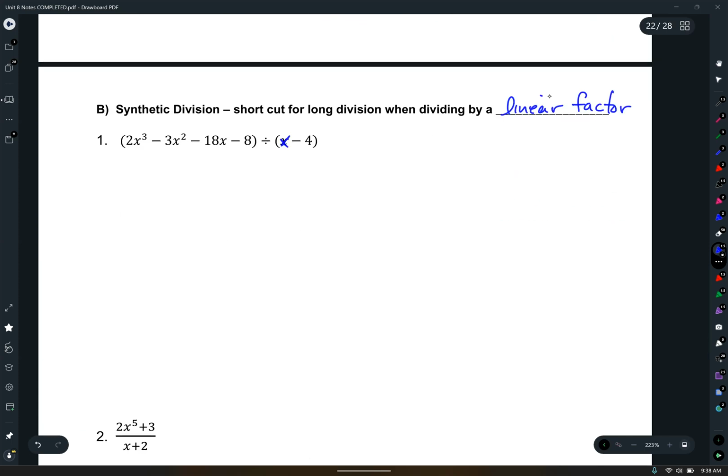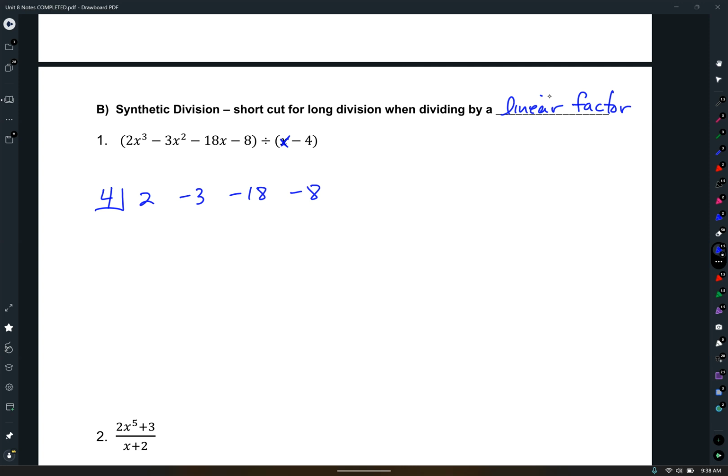Okay, so in order to do synthetic division, you don't have to write out all the x's. So if you're dividing by x minus 4, you put the opposite of that number. So you would put a 4 on the outside. I tend to do this just to show that it's on the outside. And then you list out just the coefficients, not the x's. So my first term was a 2x cubed. Then I had a negative 3x squared. Then a negative 18x. And then a minus 8.